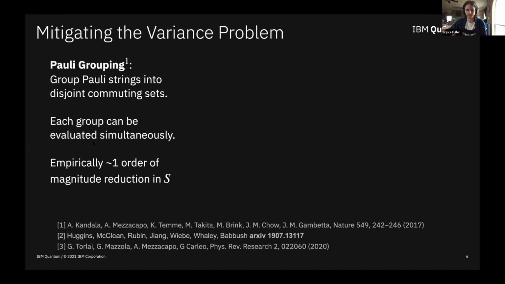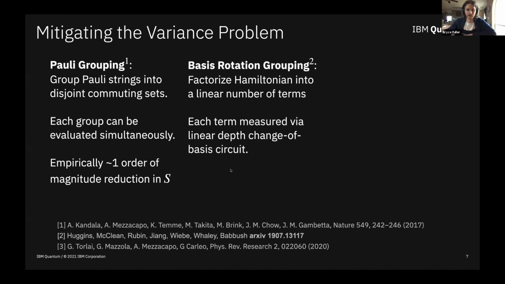There are of course a lot of details here that I'm not covering. If you want to do this properly, you should probably be concerned about the covariances between your observables, but I'm not going to get too much into that. As another point of reference, there is a technique proposed in this paper down here by Huggins et al. The idea is that you can essentially rewrite your Hamiltonian such that there's a linear number of terms that you need to evaluate on hardware, and each of them comes with a linear depth change of basis circuit. So this might be something you're interested in doing if you can afford the extra depth in your circuits at this time.